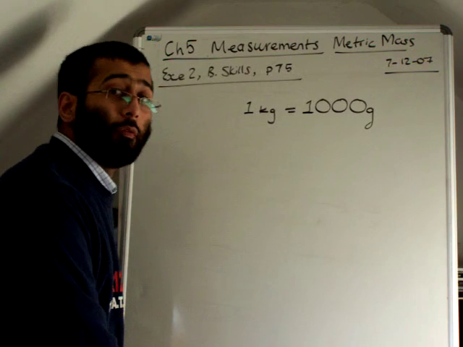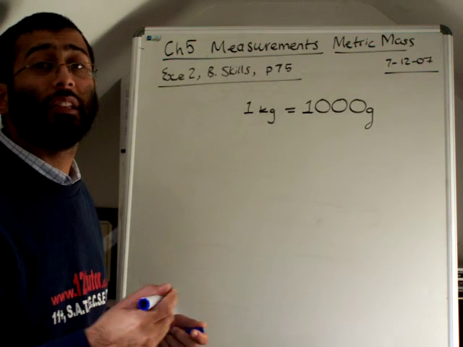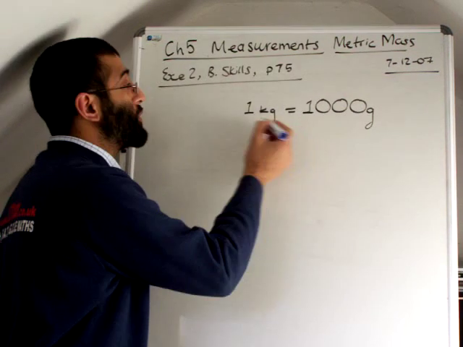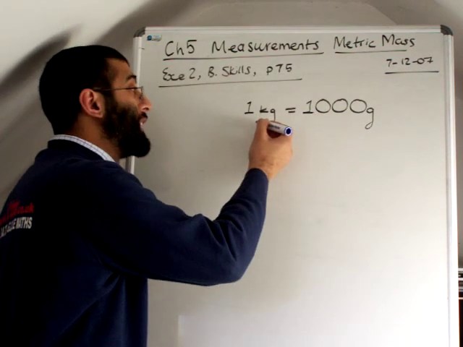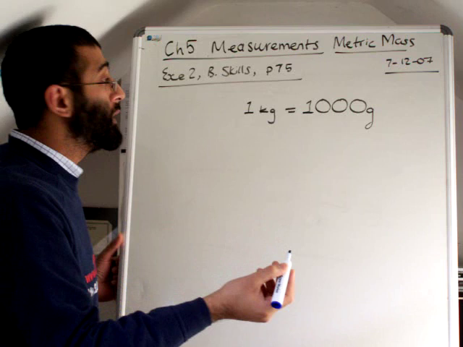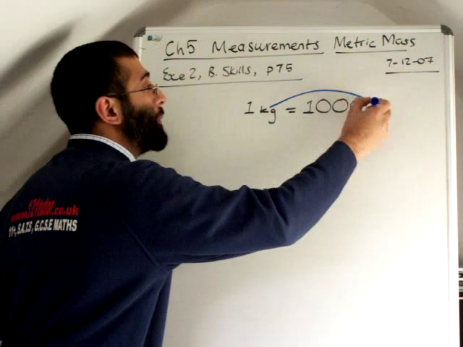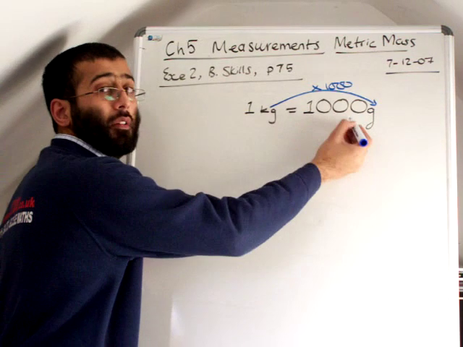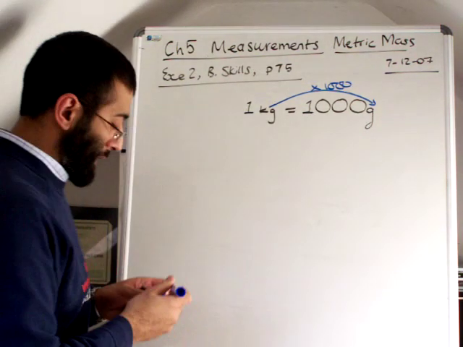Okay, and as we've done before, let's have a look how we change between these two units. Every kilogram has 1,000 grams, so 2 kilograms will have 2,000, 3 kilograms 3,000, and so on. So every time we go from kilograms to grams, we have to multiply by 1,000.